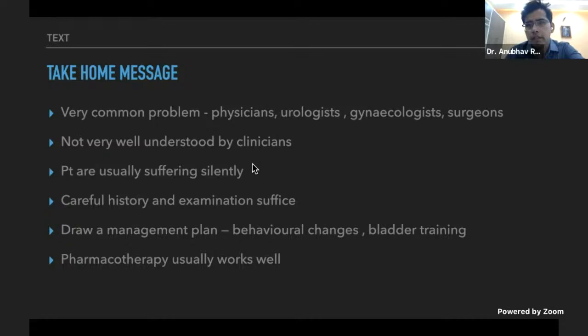I have not seen general physicians, or even in my days as a general surgeon, I also did not understand what overactive bladder is, or I did not ever give it any importance. But now, practicing as a urologist for the last 5 years, I have come to understand that this is an immense burden, and it affects the quality of life, especially for female patients who are too embarrassed to bring up these things, and they are needlessly suffering from these symptoms. Patients are usually suffering silently. A careful history and examination should be done to draw a management plan, and then we need to look after our patients well.